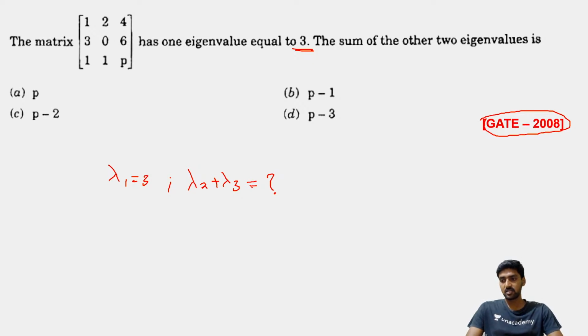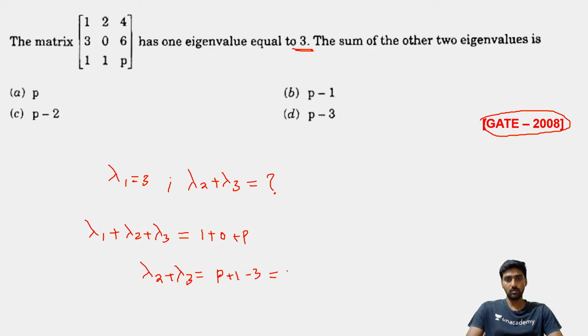Nice. C. Yeah, exactly. Because the sum of the eigenvalues, lambda 1 plus lambda 2 plus lambda 3, is equal to the sum of the main diagonal elements, 1 plus 0 plus P. Therefore, lambda 2 plus lambda 3 is equal to P plus 1 minus 3. Right? So it's equal to P minus 2. It's option C.